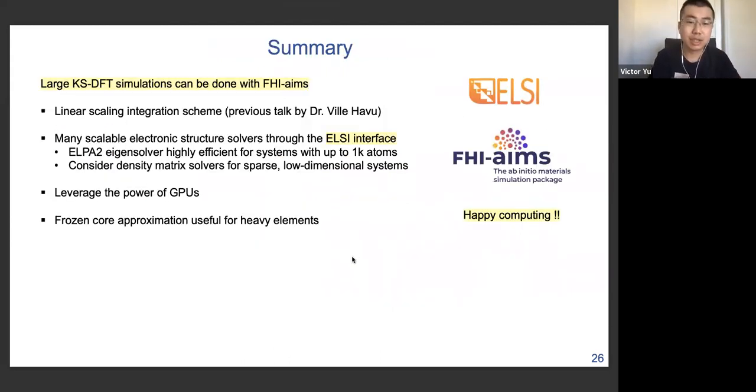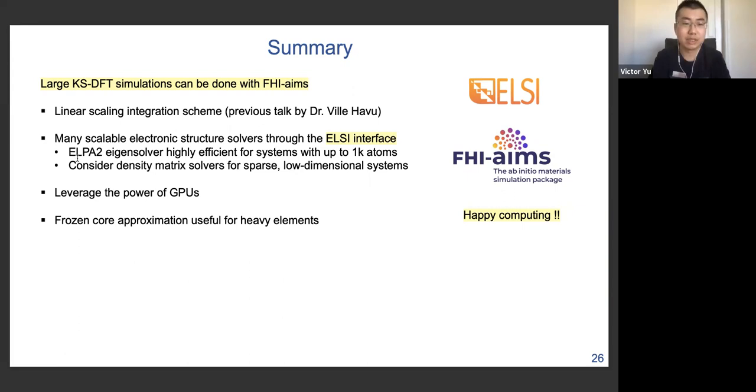So actually, that already brings me to my summary slide. I've showed you some approaches to facilitate large Kohn-Sham density functional theory simulations with FHI-aims. It's powered by the linear scaling integration scheme, as Vela discussed in his talk. But for large systems, the more important problem is the solution to the eigenvalue problem. And actually, the ELSI interface offers you many different choices to solve this problem.